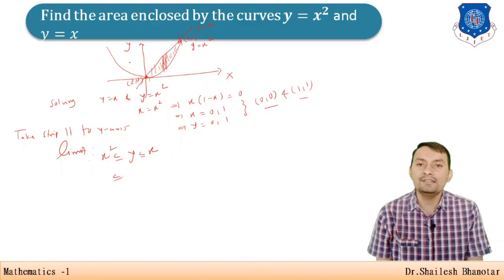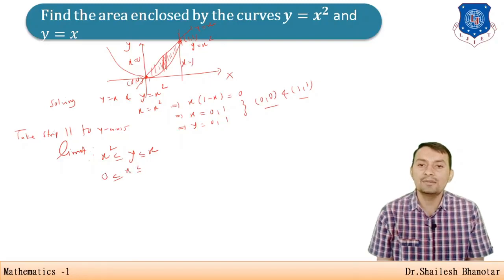But what range can you consider for x? I have to start here, so x = 0 to x = 1, which is the intersection point. So the limit for x is 0 to 1. Therefore the required area will be a double integral, first dy and then dx. The limit for y is x² to x, and the outer limit should always be a constant.